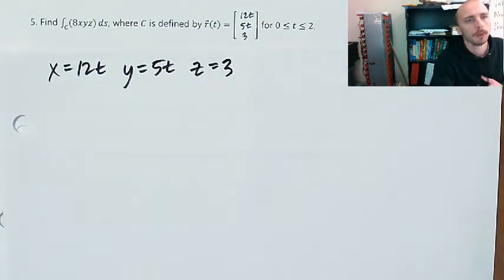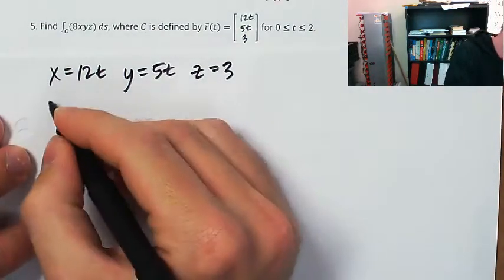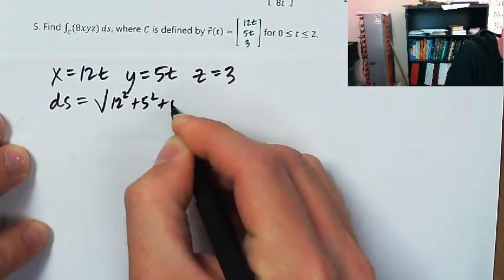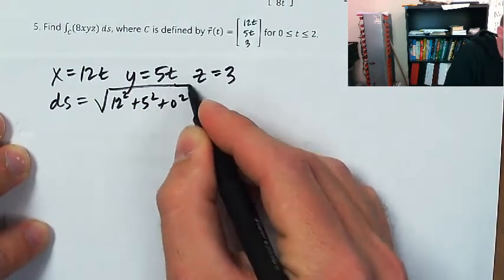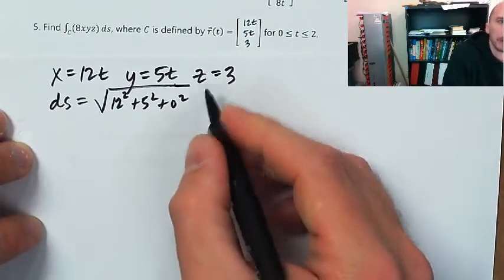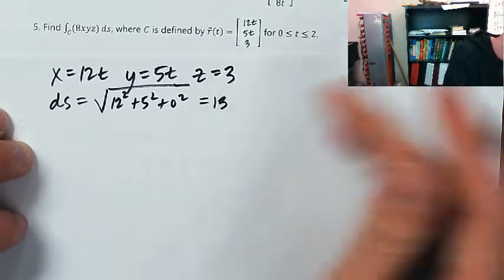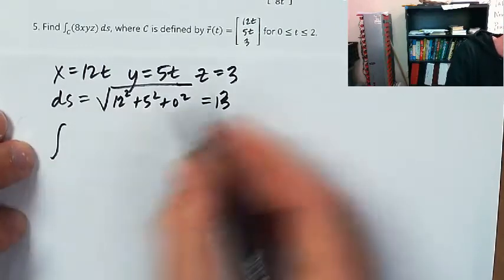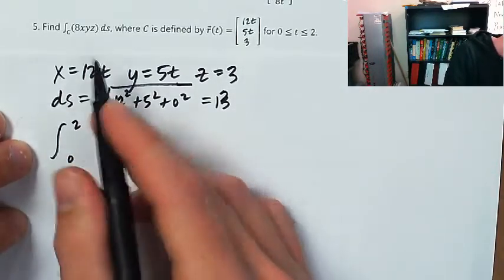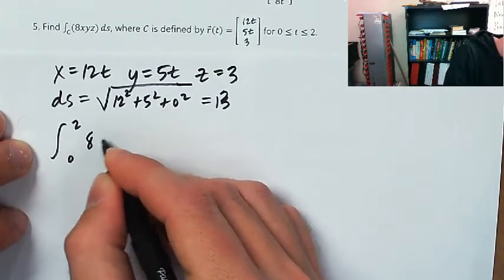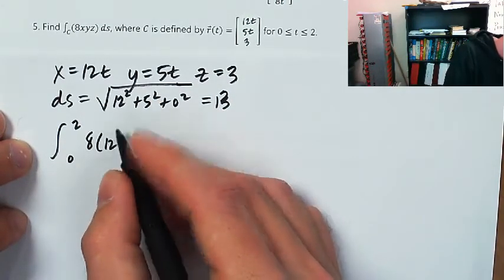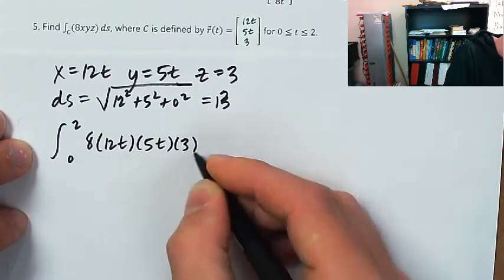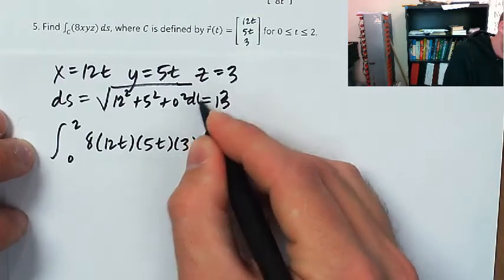All right, so this one, ds is going to be the square root of 12 squared plus 5 squared plus 0 squared. That's a Pythagorean triple. It's going to be 13. And then my integral will become the integral from 0 to 2 of 8 times x times y times z, and then ds is 13 dt.